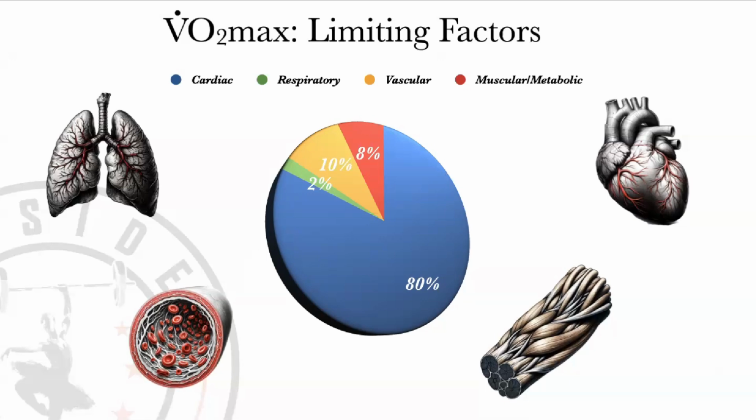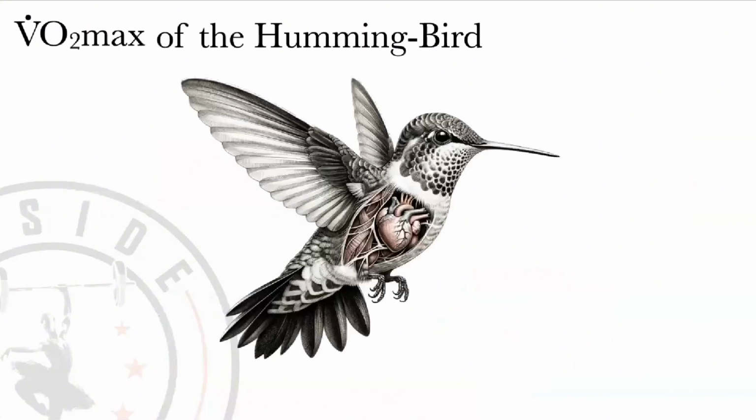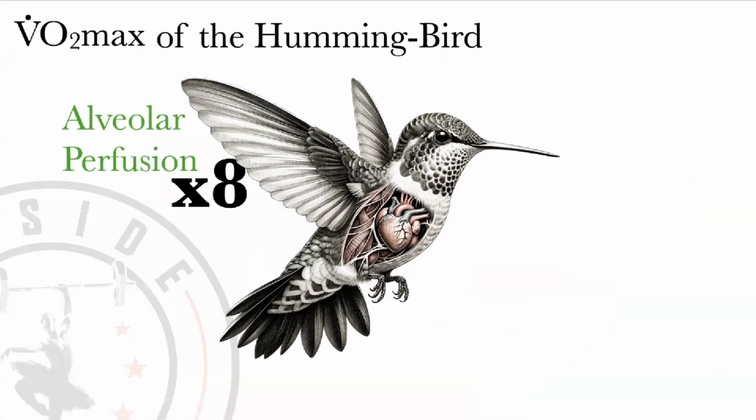Now, to better understand those different parameters, we're going to come back to the Hummingbird, and this will help us understand how the Hummingbird can have such a high VO2 max. And if we compare it to animals its own size, we know that the Hummingbird has an alveolar perfusion that is about 8 times higher than similar animals. So that just means that it's able to load up its blood with so much more oxygen because of that transfer between the lung and the blood.